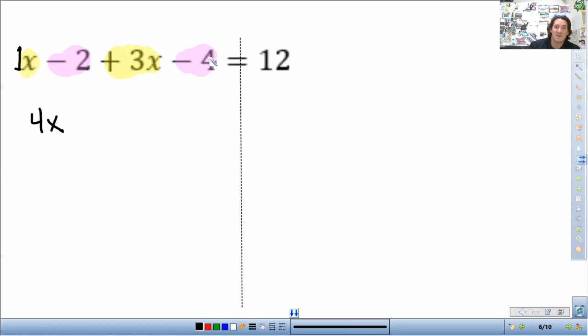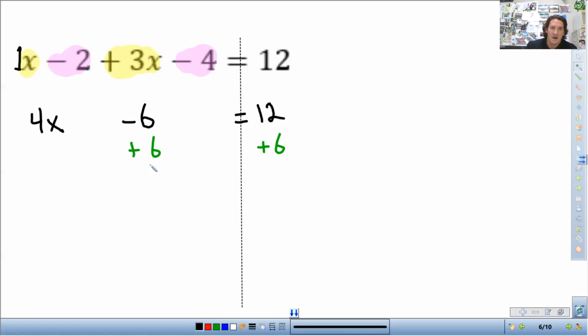Combine like terms, negative 2 minus 4. Be careful with this. Think of a number line: negative 2 is on the left, so it's left of 0. We're going to subtract 4, so we're going to continue counting to the left, getting further away from 0. We end up at negative 6 is equal to 12. Next, now I can start doing the opposite to eliminate things around the x. So I'm going to add 6 to both sides.